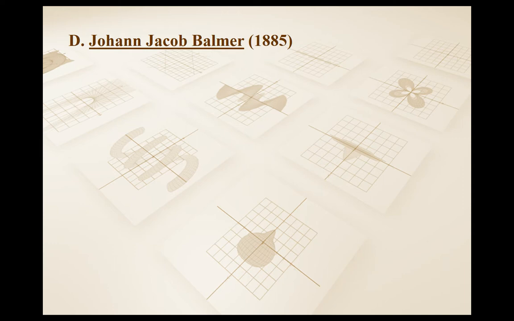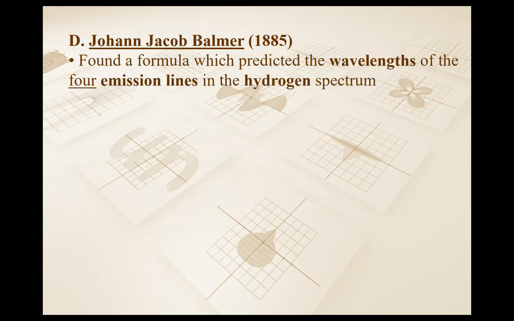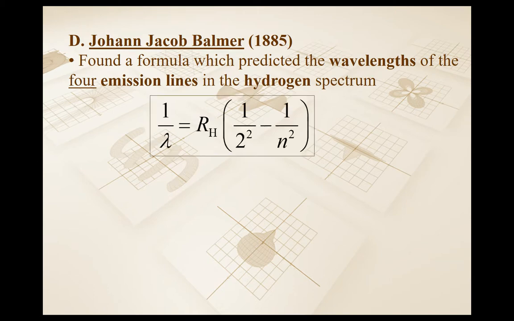To finish the lesson off, we're going to talk about another scientist, Johann, let me say Jakob Balmer. Now, he didn't do anything to explain why you do get these different lines, but he did come up with a mathematical formula that predicts which wavelengths you're going to get when you take hydrogen and excite it. So the four emission lines in hydrogen we can see.